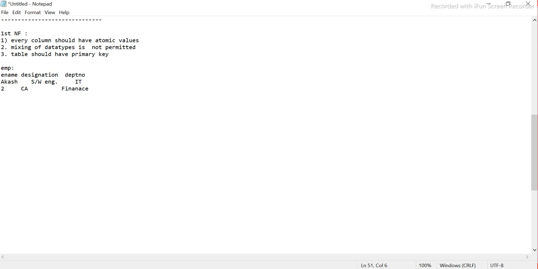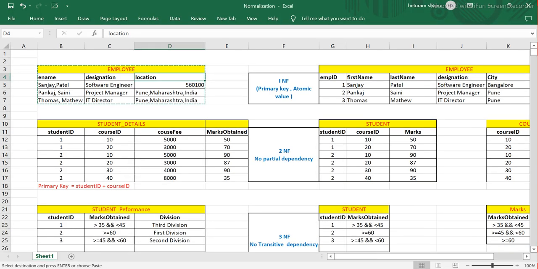The first rule says that every column should have atomic value. When I say atomic value, guys, it is the value which cannot be further divided into any other value. For example, let's say I have designed this table and I want to check whether it is following the first normal form or not. In that case, I am just trying to check the first rule, whether every column has an atomic value or not.